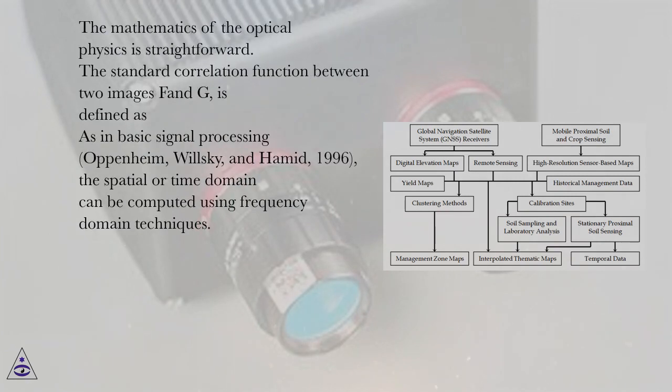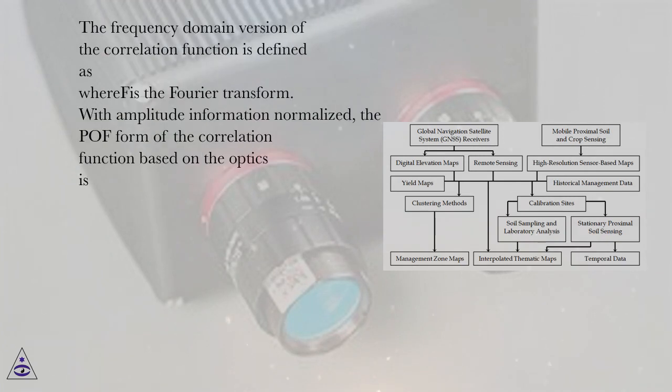The mathematics of the optical physics is straightforward. The standard correlation function between two images φ_g is defined as in basic signal processing (Oppenheim, Willsky, and Hamid, 1996). The spatial or time domain can be computed using frequency domain techniques. The frequency domain version of the correlation function is defined as follows, where F is the Fourier transform. With amplitude information normalized, the POF form of the correlation function based on the optics is as follows.